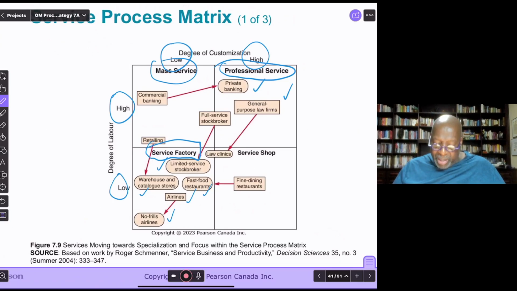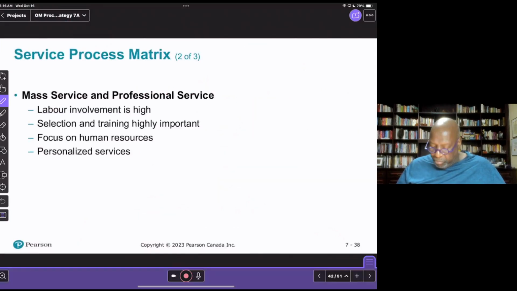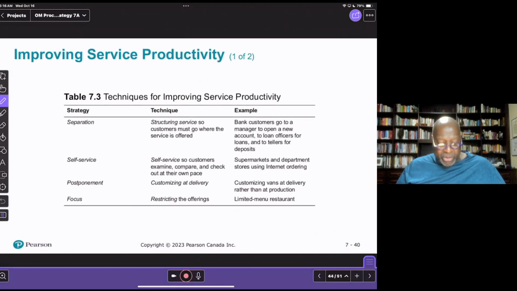And then, of course, you have a service shop where you have a fair amount of customization but low labor input, fine dining restaurants, right? So low degree of labor. I think fine dining restaurants should have a reasonable degree of labor input, in terms of, you're not actually using robots to produce your food, but you do want to customize the meal to the taste of the person who's placing the order. So I'm not sure if fine dining is the best example of a service shop. All right. So I'm going to skip those because I just described them to you.